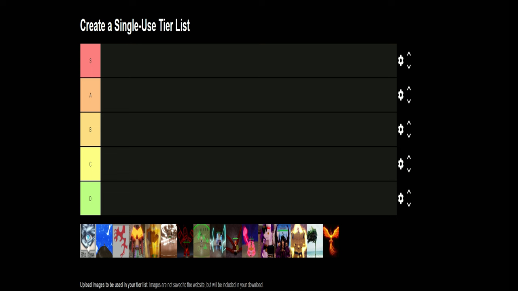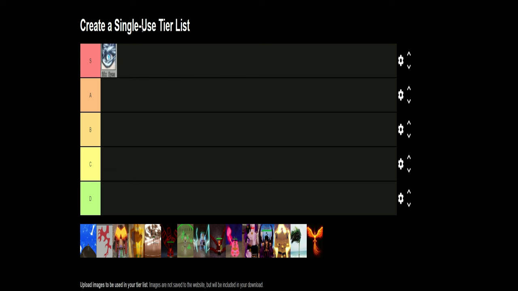So, first one we got is Six Eyes. Now, Six Eyes is really, really good for magic builds. It buffs your magic by 85% damage, and it also gives you mana. It decreases your mana usage by 1/8 of what it usually is. So, we'll put that in S Tier.